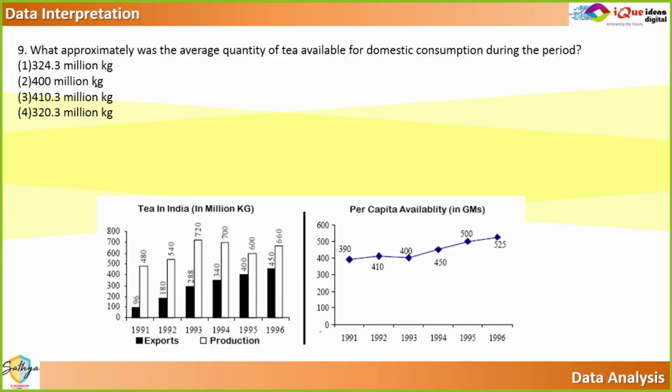What approximately was the average consumption of tea available for domestic consumption during the period? What was the average quantity of tea available for domestic consumption during the period?